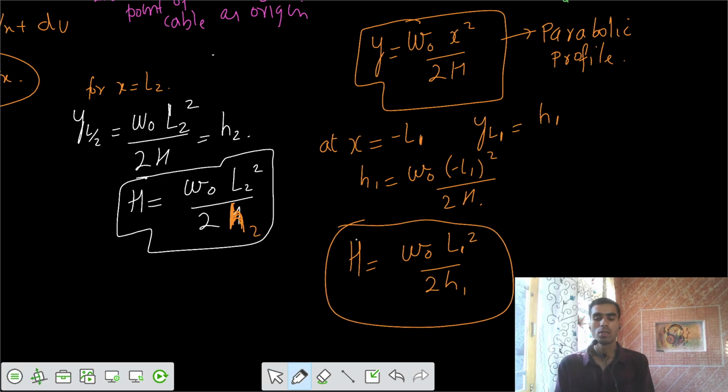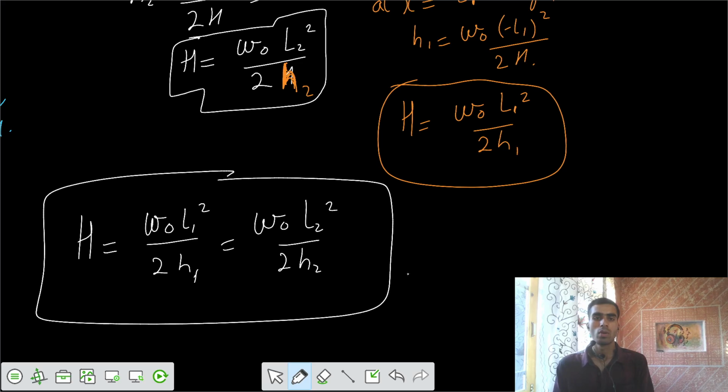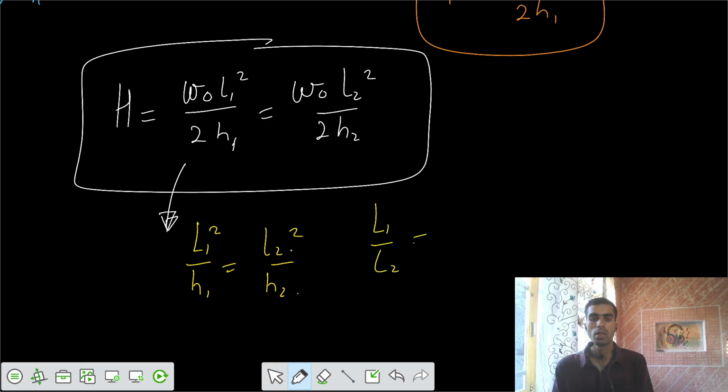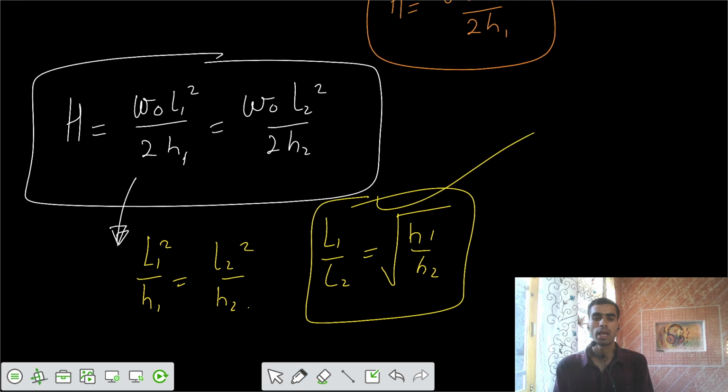Similarly from this one, if I equate these two, we can solve for the horizontal reaction. That is equal to W naught L1 square by 2h1, and that's also equal to W naught L2 square by 2h2. So you got the horizontal component. Now from this one, can you get one relation between those L and h? I would say L1 square by h1 equals L2 square by h2. And from that, I can say L1 by L2 equals root of h1 by h2. So keep that also in the copy: L1 by L2 equals root of h1 by h2.